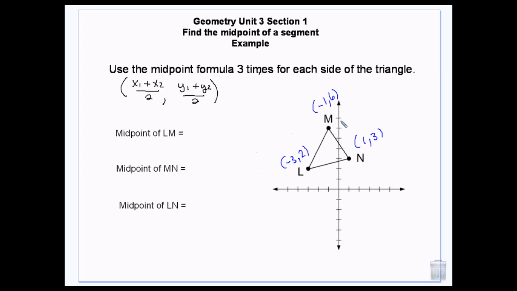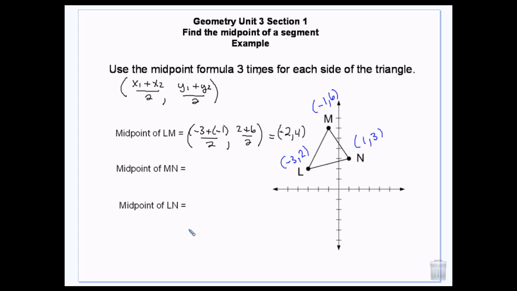So we can do LM. We're going to use these 2 points. So we're using negative 3, 2 and negative 1, 6. So I have negative 3 plus negative 1 divided by 2, and 2 plus 6 divided by 2. So that's negative 4 divided by 2, which is negative 2. And that's 8 divided by 2, which is 4.